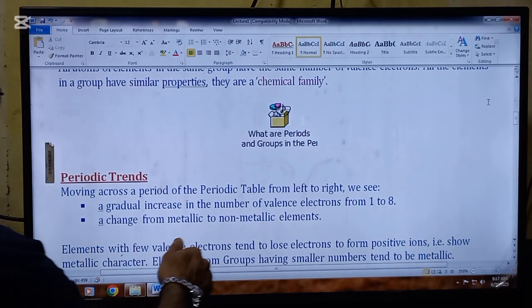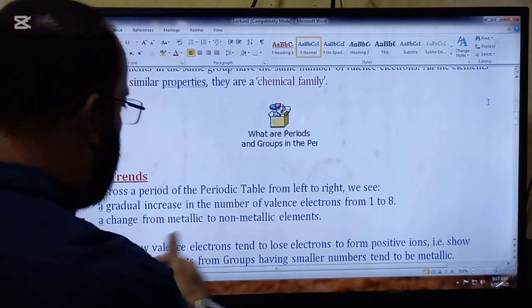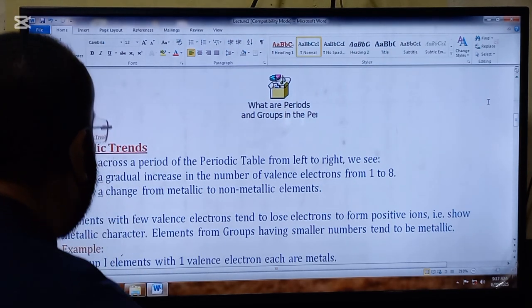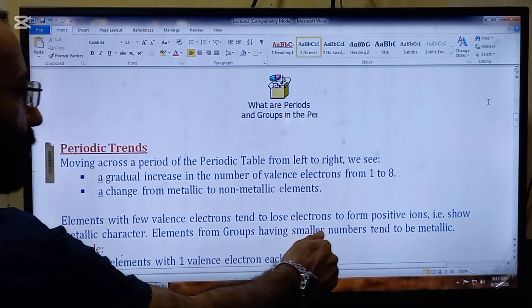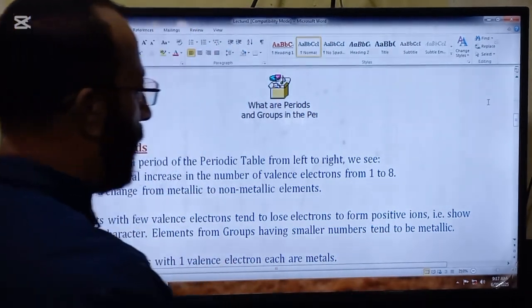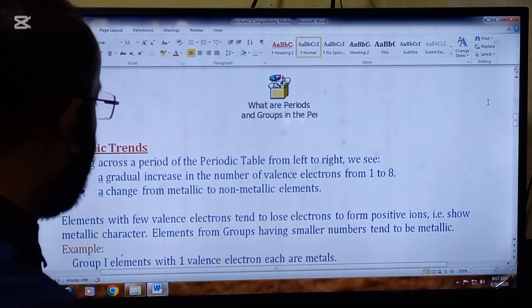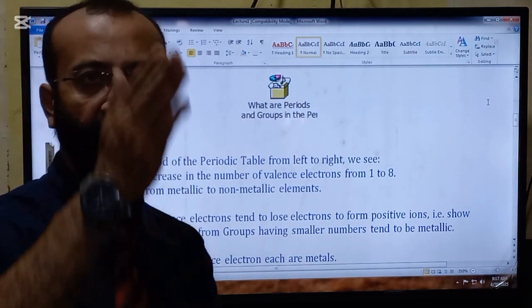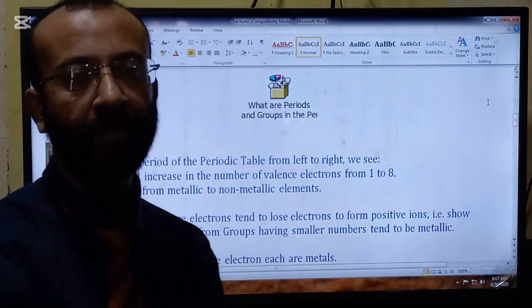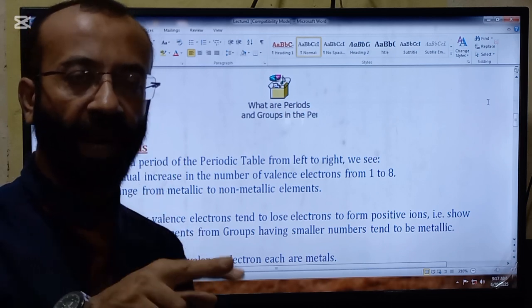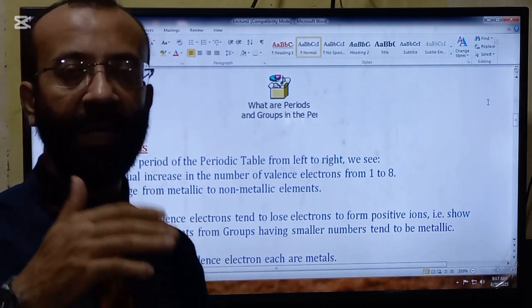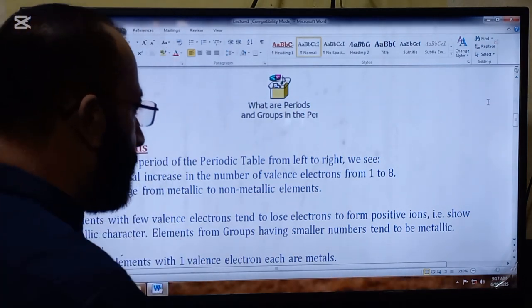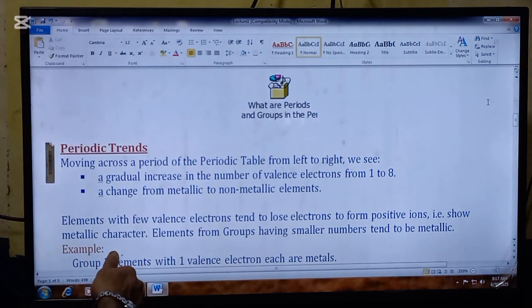Then a change from metallic to non-metallic elements. So this will be the second change. Elements with few valence electrons tend to lose electrons to form positive ions. This is another very important point which you have to remember. For example, in groups 1 and 2, the elements have only one or two valence electrons, so they tend to lose the valence electrons to form positive ions, that is, to show metallic character.